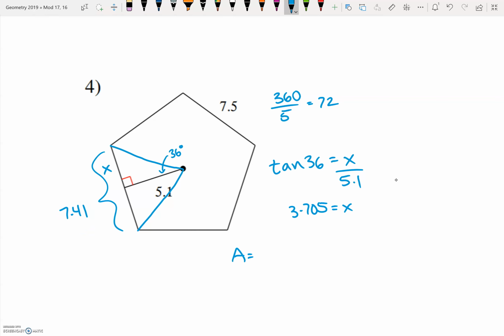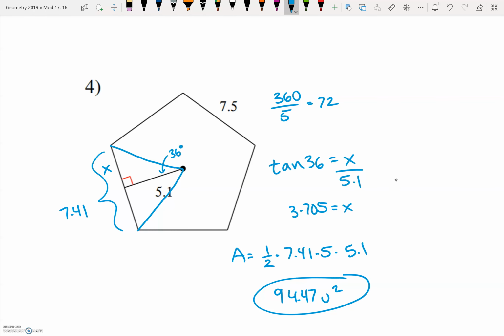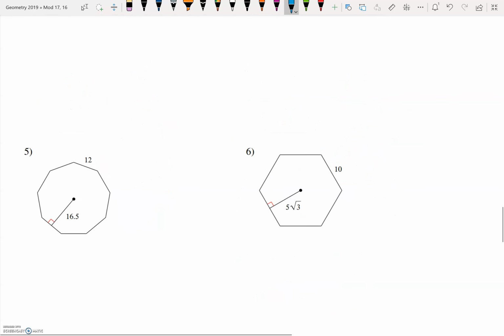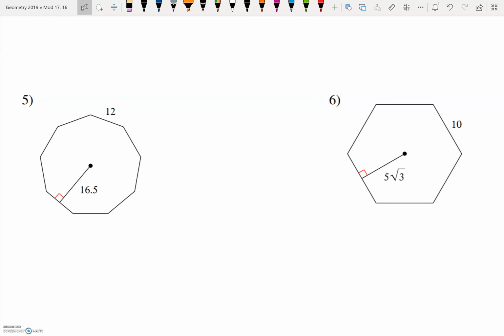So our area is going to be 1/2 times our perimeter, which is 7.41, times how many sides we have. We have 5 sides, times 5.1. So 7.41 times 5 times 5.1 divided by 2. I got 94.47 units squared. So what I would like you to do is go ahead and attempt these two problems. So pause the video, attempt these two problems, and I will see you in just a sec.